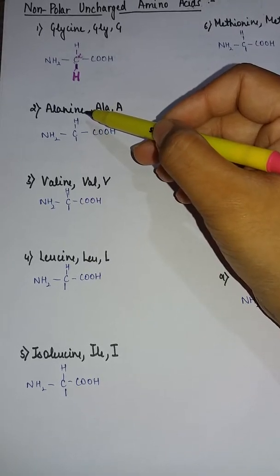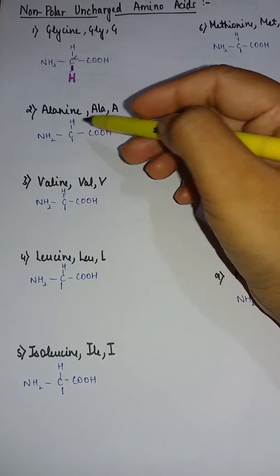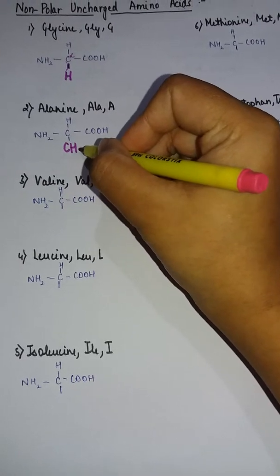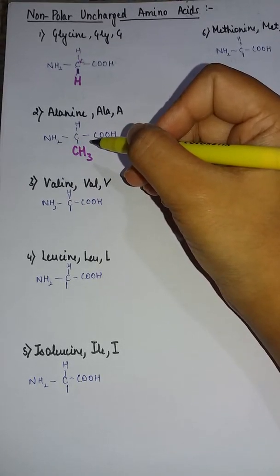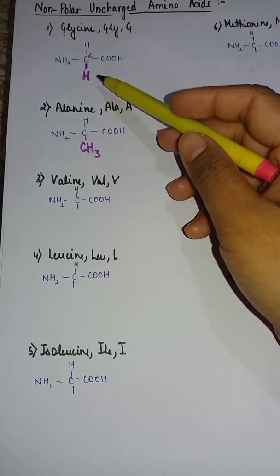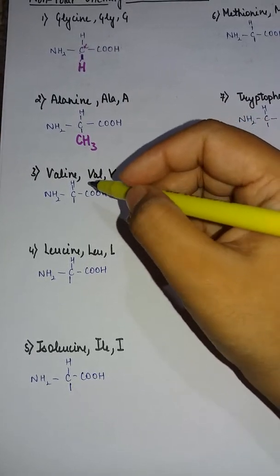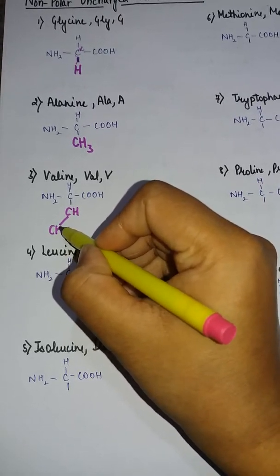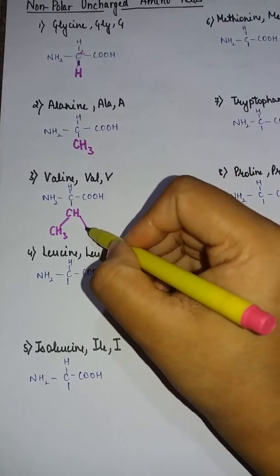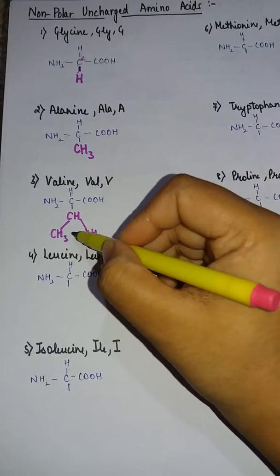Then the second amino acid was alanine. It contains simply a CH3 group in place of hydrogen. Then let's come to valine. It contains 3 additional carbons attached to the alpha carbon, with CH3, CH3.